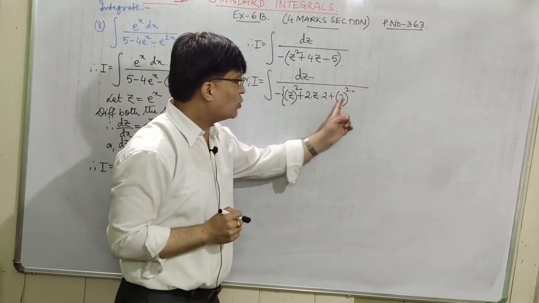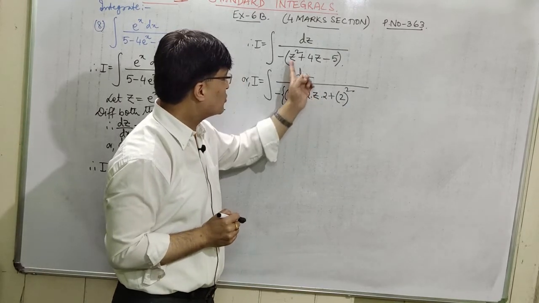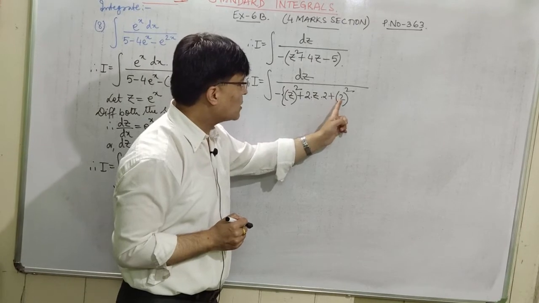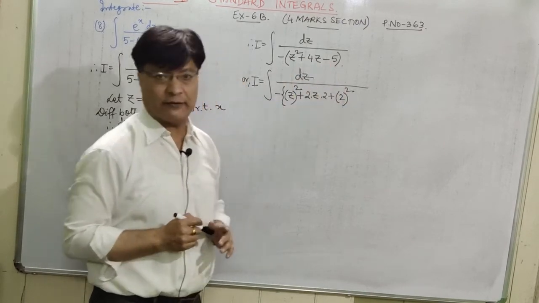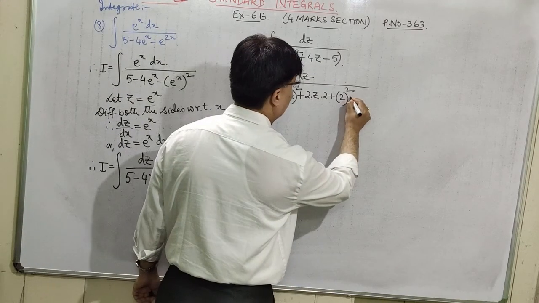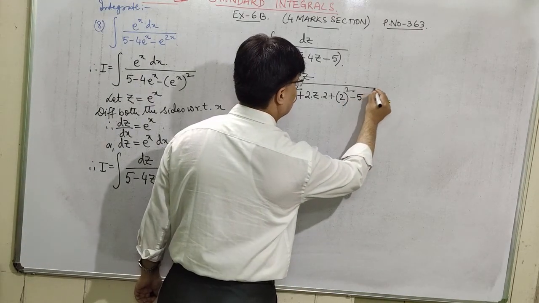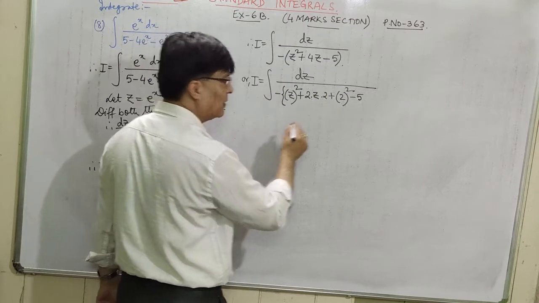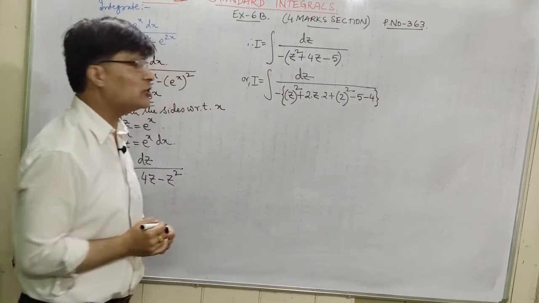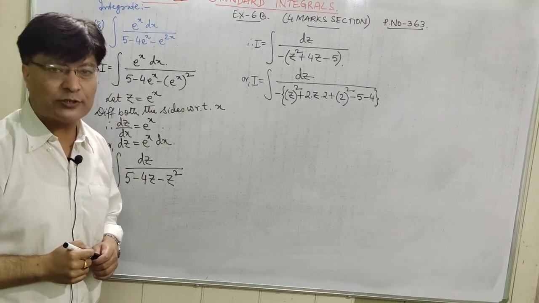But what is 2 whole square? 4. We are getting z square, it's correct. Plus 4z is also correct. But there is plus 4, and here we have got minus 5. So plus 4 is not there. So you first write minus 5. But since plus 4 is not there, you have to write minus 4. So here the second bracket is closed. So I think you have understood it.